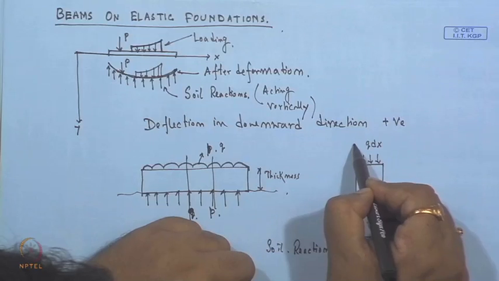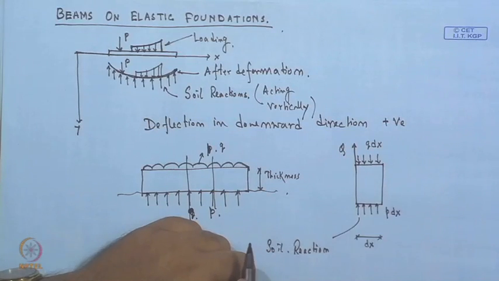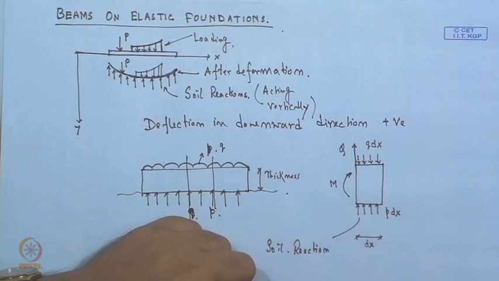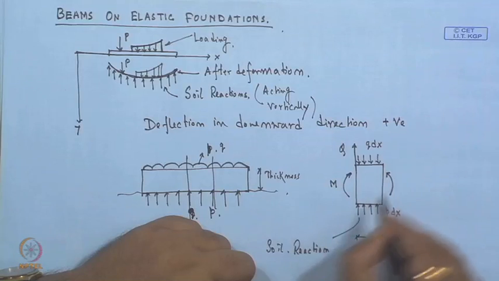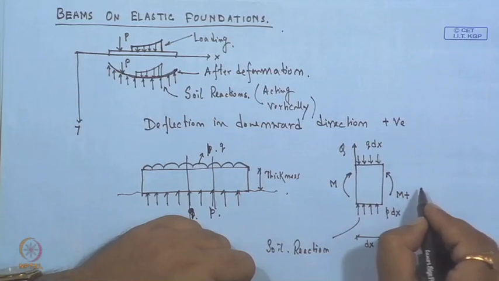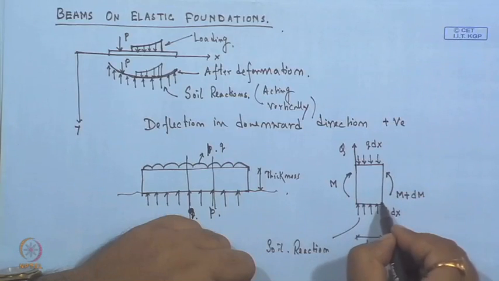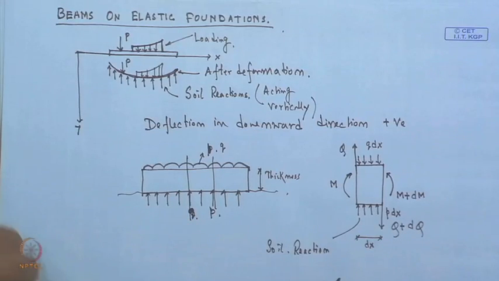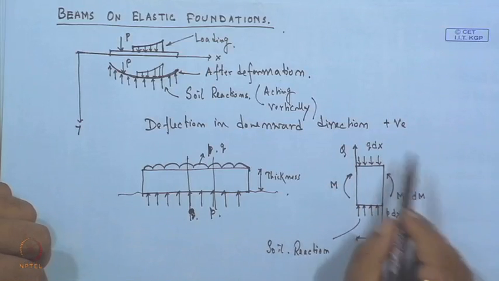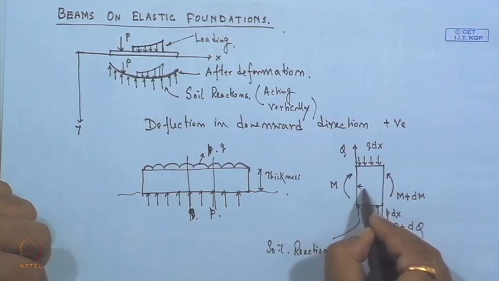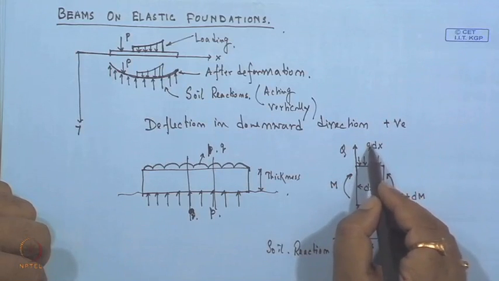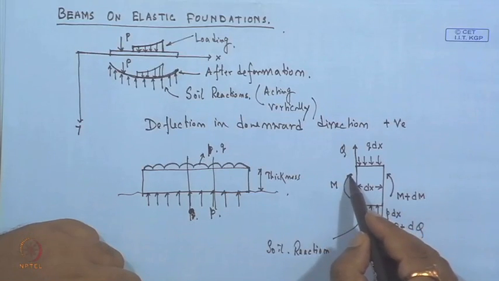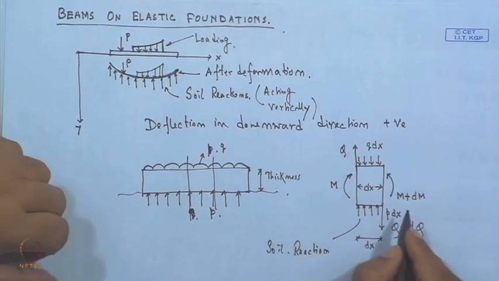The shear force acting on the left side is Q, and a moment M is acting in the clockwise direction on the left side. Similarly, the moment acts in the clockwise direction on the right side, that is M plus dM, and another shear force Q plus dQ acts in the downward direction. So, these are the forces and moments for the small segment of dx. Here q is the applied load, p is the soil reaction, M is the moment, and capital Q is the shear force on the left side.